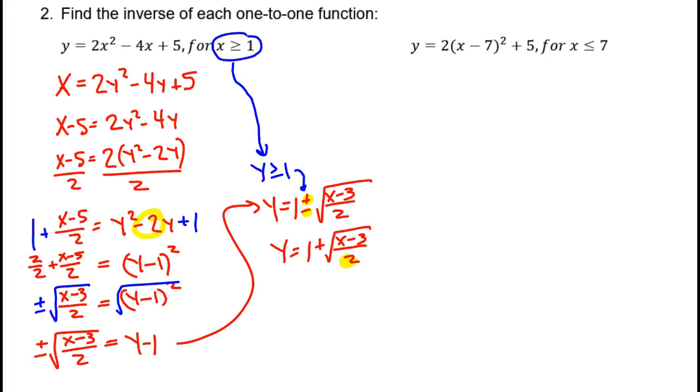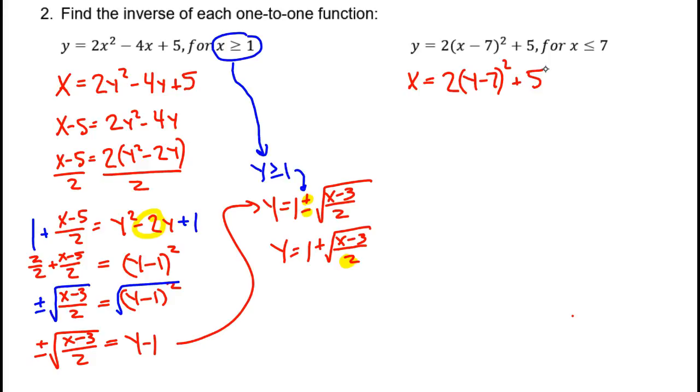The second quadratic that I want to find an inverse for is y equals 2 times quantity x minus 7 squared plus 5. This one's actually a little easier than the previous one because I don't need to complete the square. I'm just going to go ahead and switch my x and y. And I'm going to go ahead and solve for y directly.